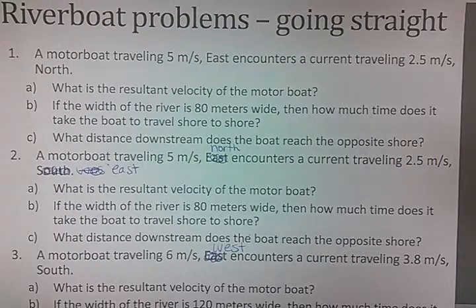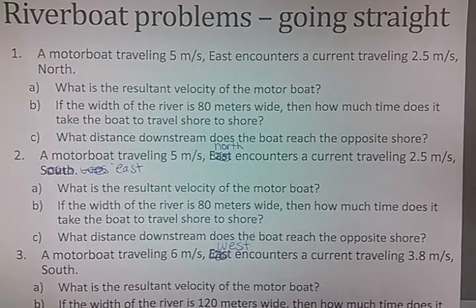So number 1 says, a motorboat traveling 5 meters per second east encounters a current traveling 2.5 meters per second north. A, what is the resultant velocity of the motorboat? That means what is the velocity relative to the Earth, so relative to something that is technically stationary. B, if the width of the river is 80 meters wide, then how much time does it take the boat to travel shore to shore? What distance does the boat reach?